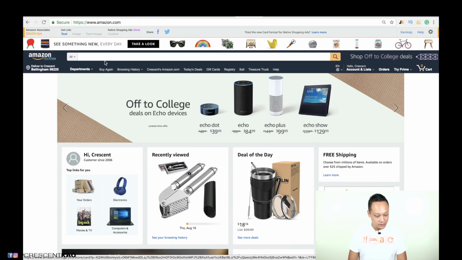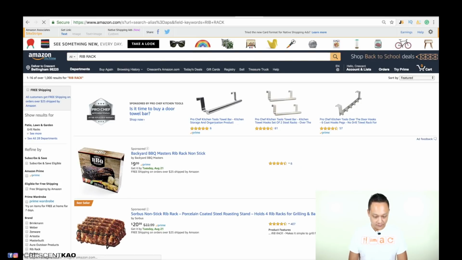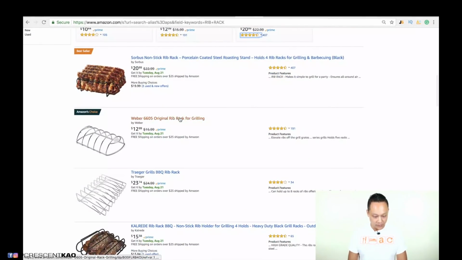Okay, so now that I've explained how the costs and fees break down, let's go over an actual example so you can see how the numbers actually work. So let's go over to Amazon and we'll use a rib rack as an example. Okay, let's choose like this one here, for example.